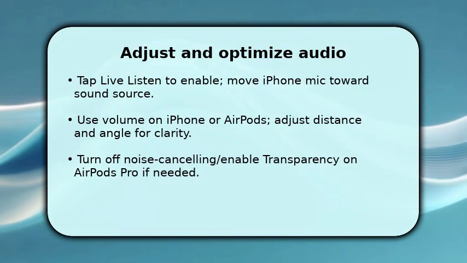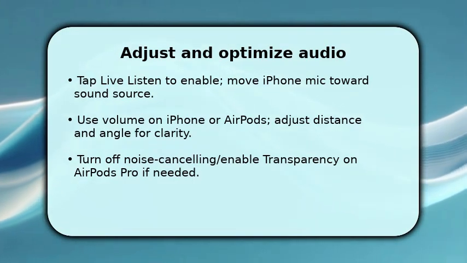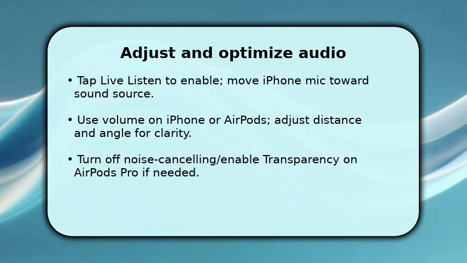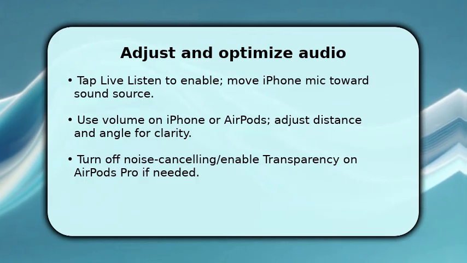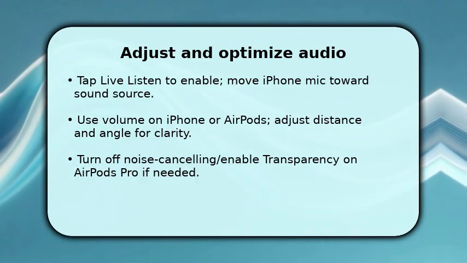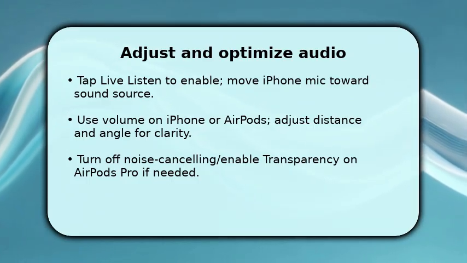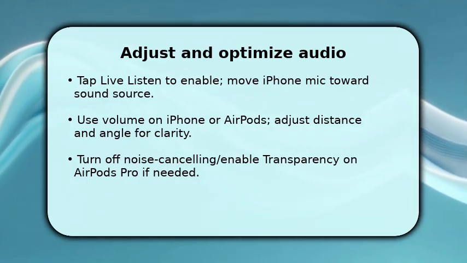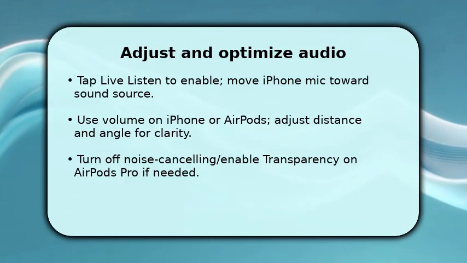Once Live Listen is enabled, you'll fine-tune how it hears. Move the iPhone microphone closer to the speaker or area you want amplified and angle it toward that sound. Distance changes clarity quickly. Then adjust the iPhone or AirPods volume so speech isn't distorted.